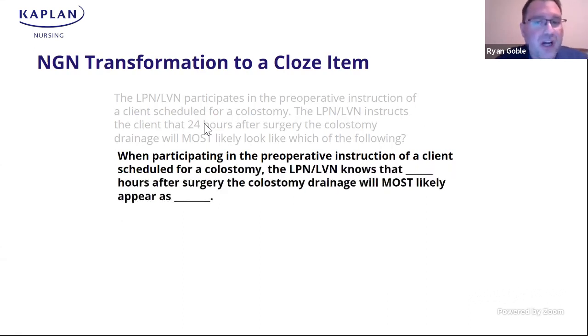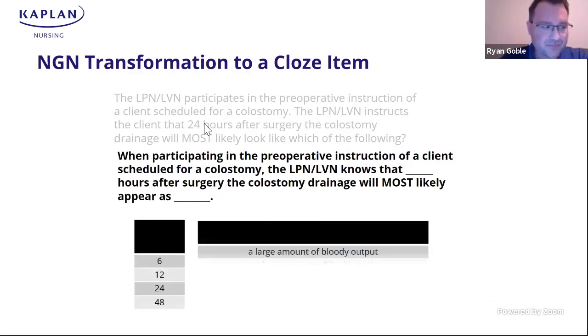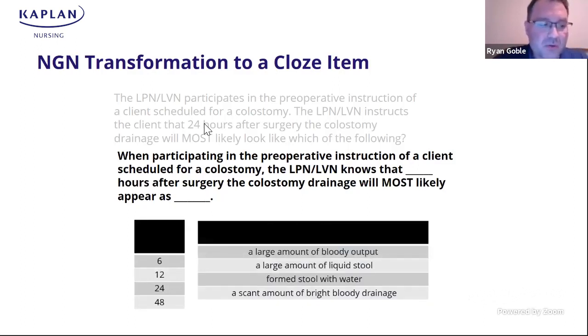When participating in the preoperative instruction of a client scheduled for a colostomy, the LPN/LVN knows that blank hours after surgery, the colostomy drainage will most likely appear as blank. So this can be turned into a closed item type without the table. First, we need to work on the question. Per our knowledge of roles, the PN cannot instruct per se. The RN needs to provide that initial teaching. So we need to modify that dynamic. They still do have to be knowledgeable about the procedures and expected findings.